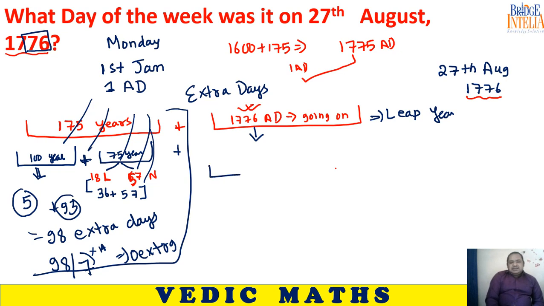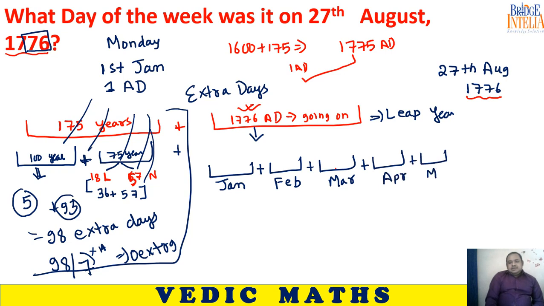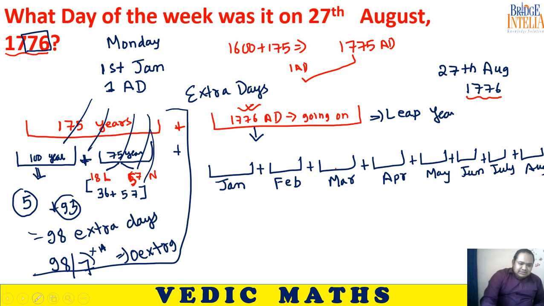So the month of January has already gone. The month of February has also gone. March gone, April gone, May also gone, June, July, and some days from August. So our answer will be coming from this portion only. Rest everything has already become 0.